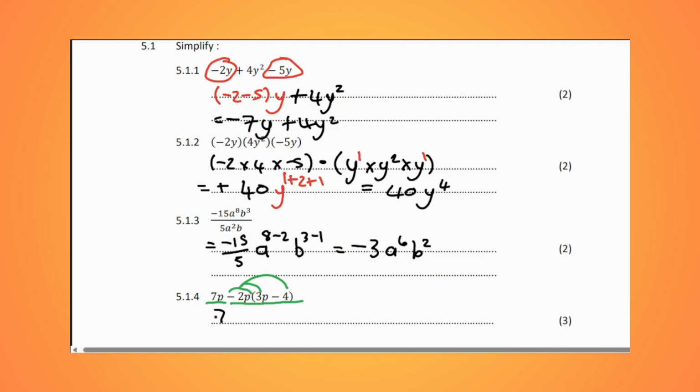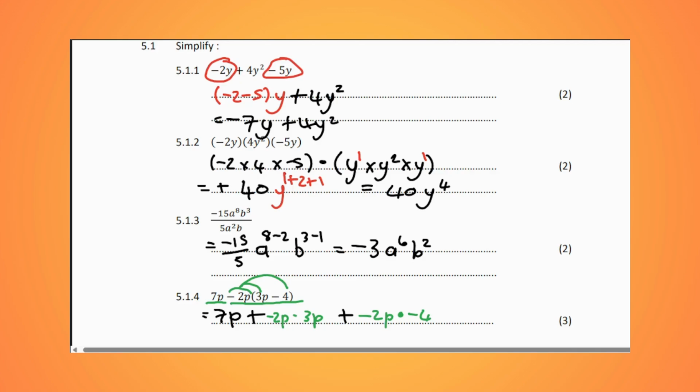So first term will stay unchanged, 7p. Okay, I'm going to add a plus there and add a plus there because this was 1 term being times of 2 terms. So we have 2 terms as an answer. So minus 2p has to be times with 3p, and minus 2p needs to be times with minus 4.